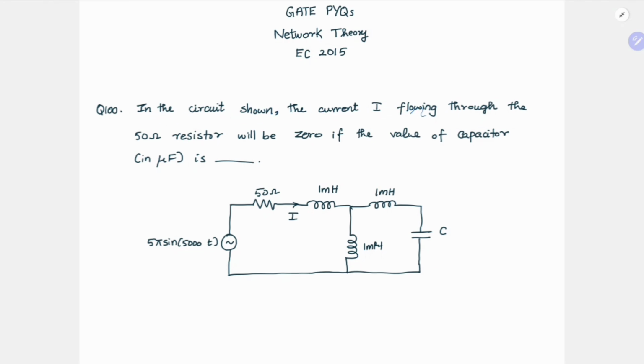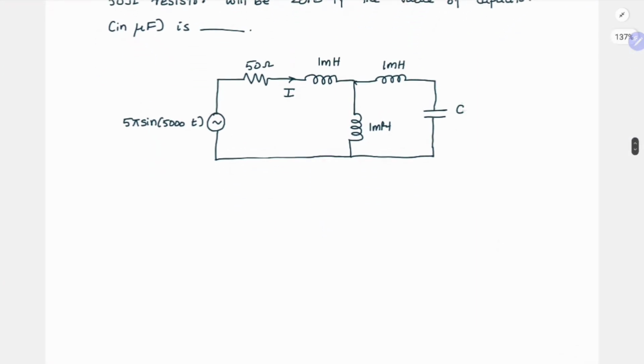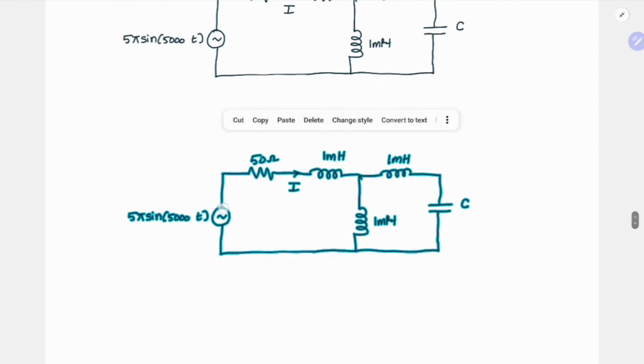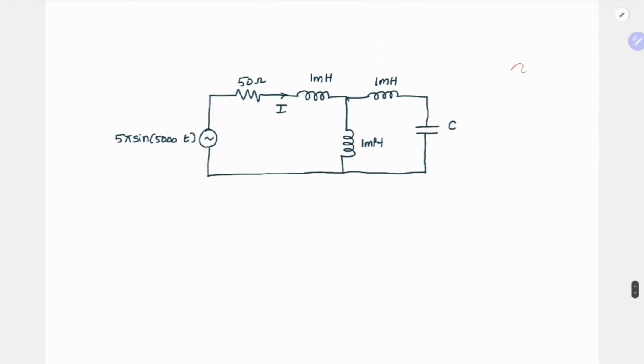In the circuit shown, the current I flowing through the 50 ohm resistor will be 0 if the value of capacitor in microfarad is dash. So we need to find the value of C such that the current flowing through this 50 ohm resistance is 0. So we need to think, when will this current be 0? Even in a normal circuit, when is the current 0? When there is an open circuit, right?